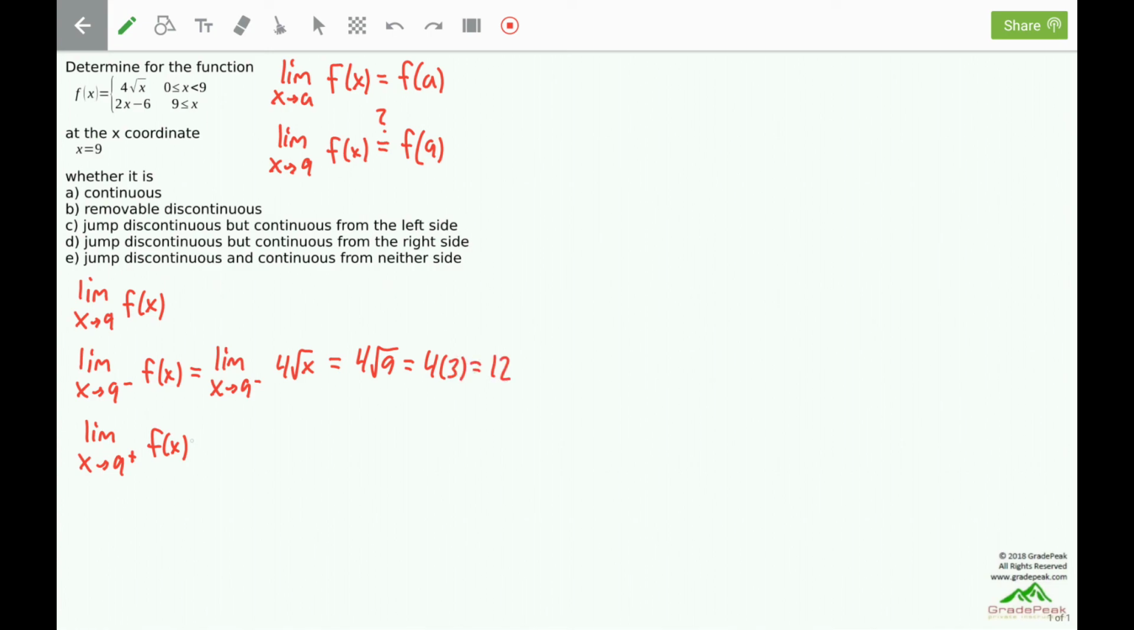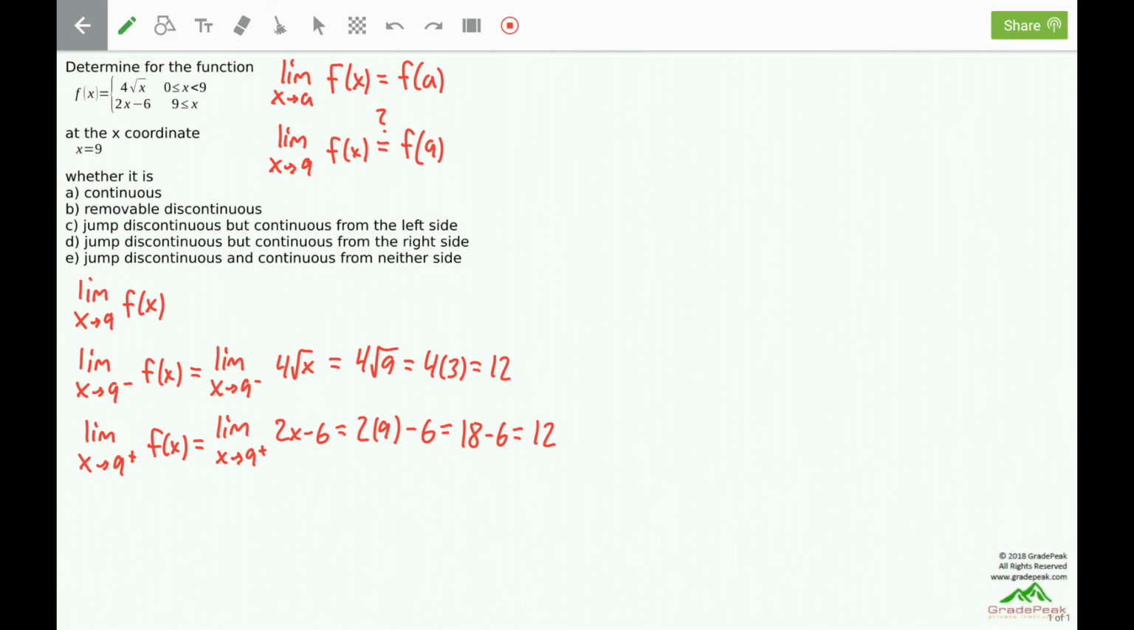Now we can look at the right-sided limit. The right side of 9 on the number line is greater than 9. Looking up here at the split expression function, that means we will use this for the expression. So we can now replace f of x with 2x minus 6. The next thing to do is try plugging a 9 in for each of the x's. That will give us 2 times 9 minus 6. 2 times 9 is 18 minus the 6, and 18 minus 6 comes out to 12.